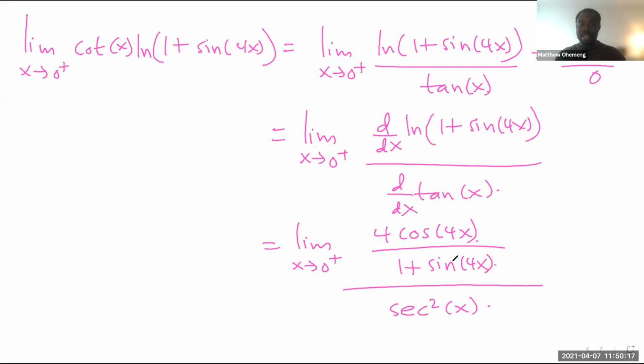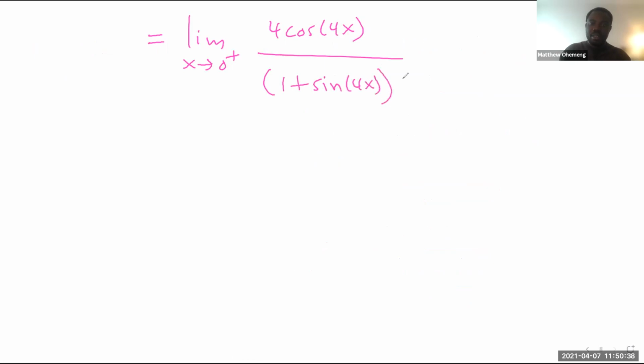But please, do you need more time here? Okay, so then let me move on. So the limit becomes the limit as x approaches 0 from the right of 4 cosine of 4x, and then over, when you simplify, 1 plus sine of 4x, and then secant squared of x. So this is it as a single quotient.